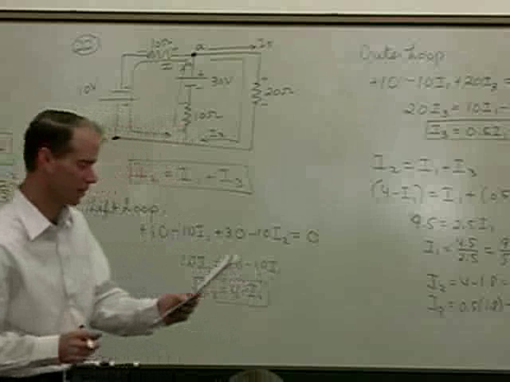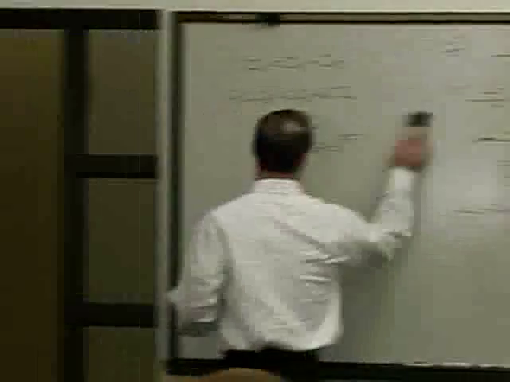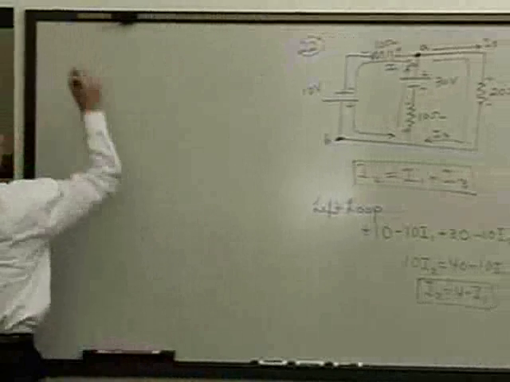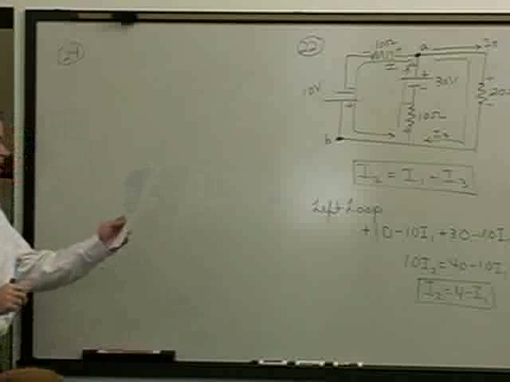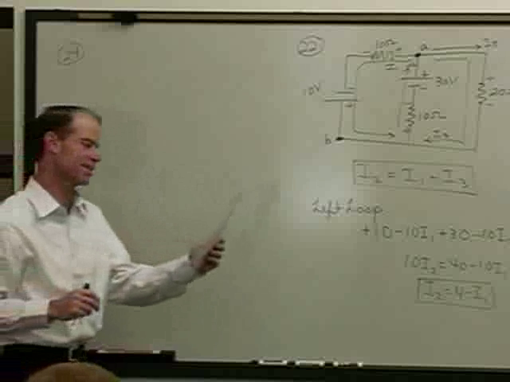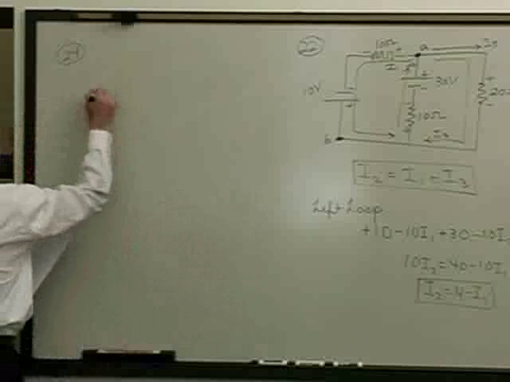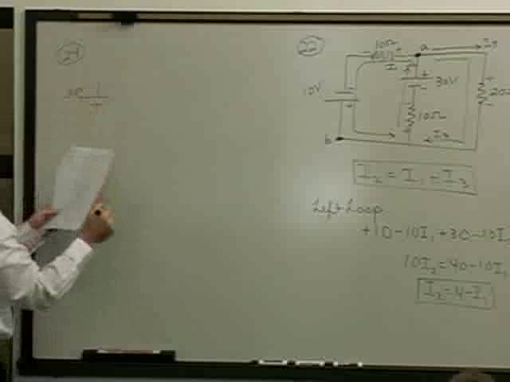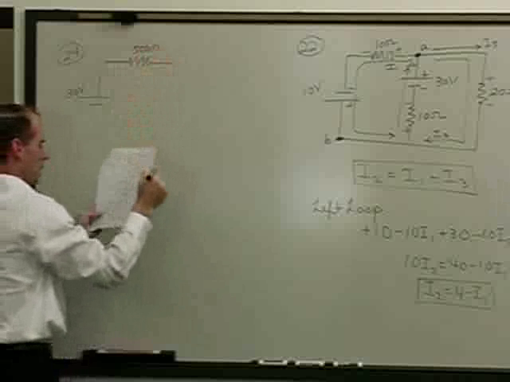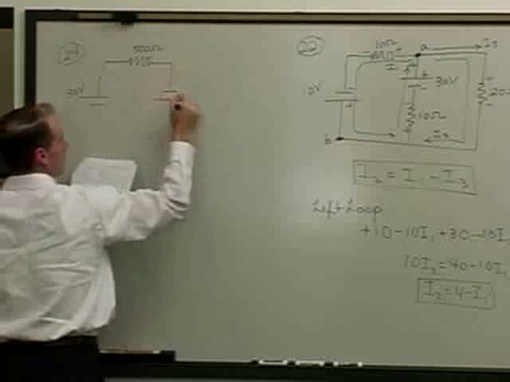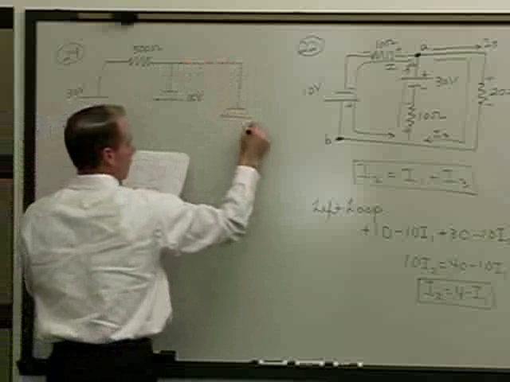Look at number 24. In the figure, if I is equal to 30 milliamps, determine the magnitude and sense, which is the direction, of the current in a 500 ohm resistor. 30 volt battery here. 500 ohm resistor up here. 15 volt battery here. 10 volts over here.